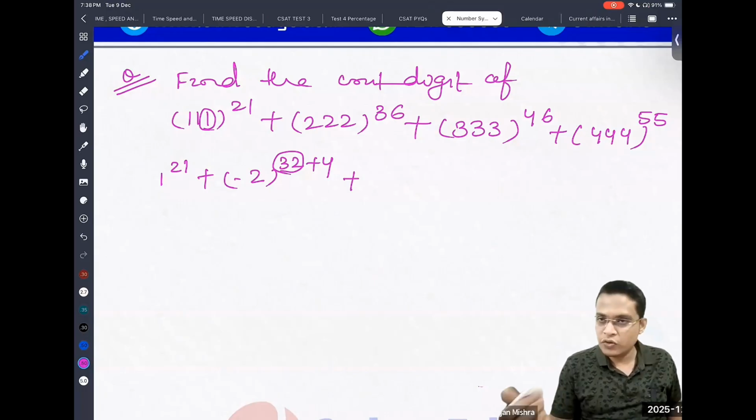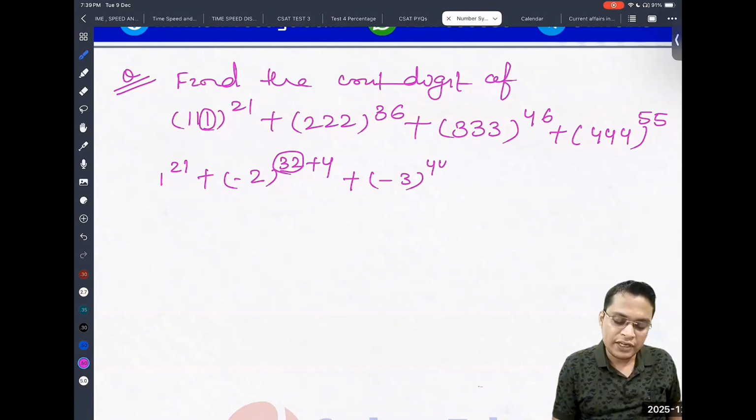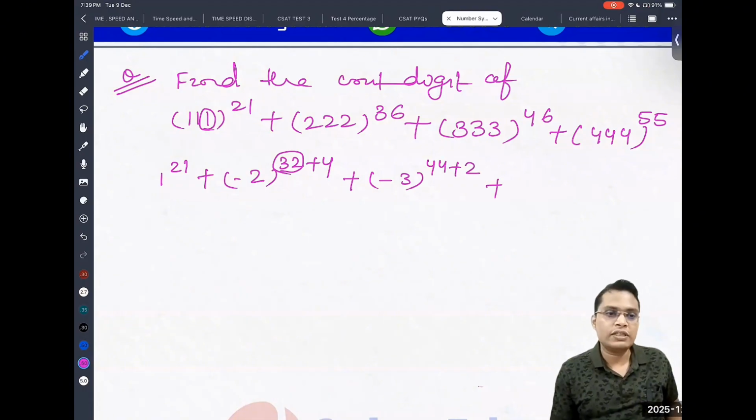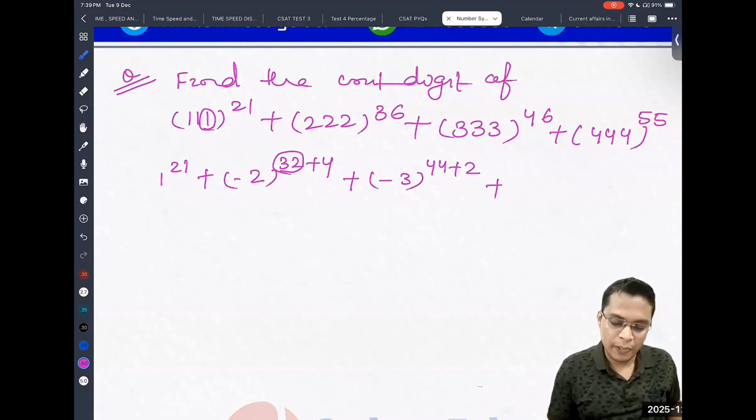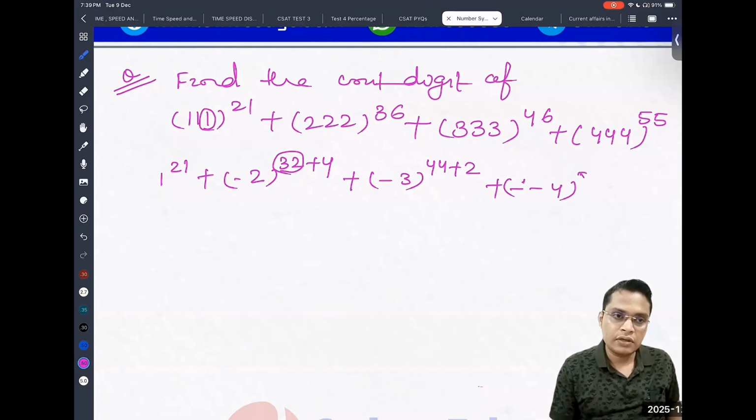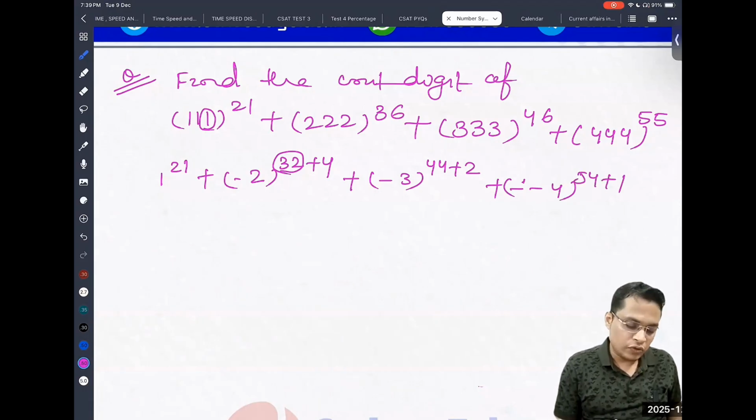So 3 is also having cyclicity of 4. So I need to write that also. So the next is 3, so I can write that as 44 plus 2 now. Then 4, cyclicity of 4 is how much? So I can write that 4 to the power 54 plus 1. So whatever may be the power of 1, it always gives 1.